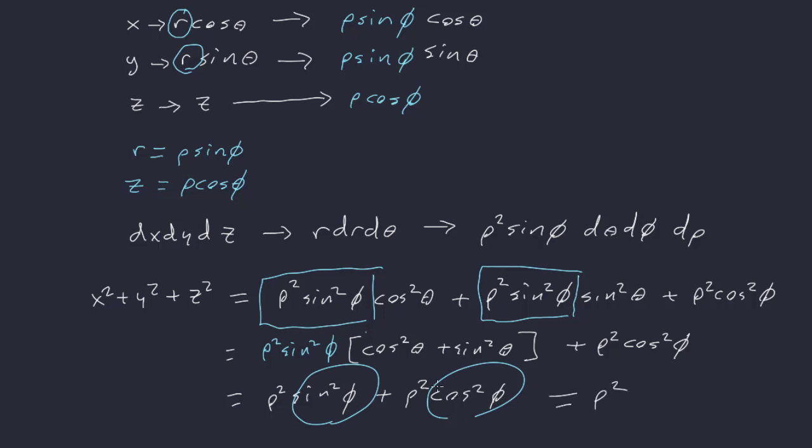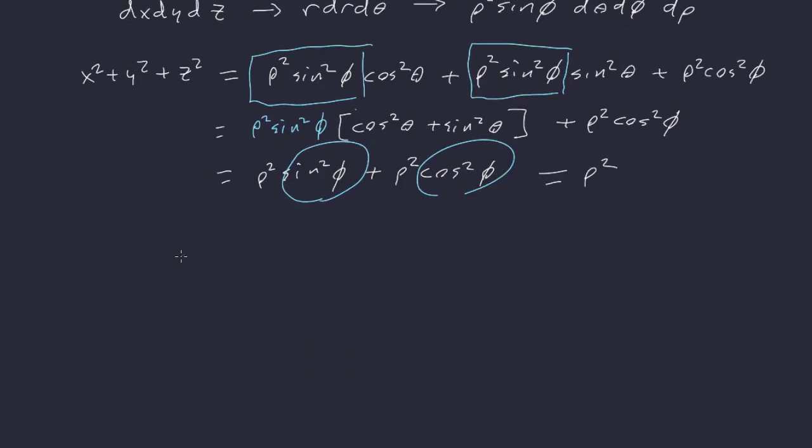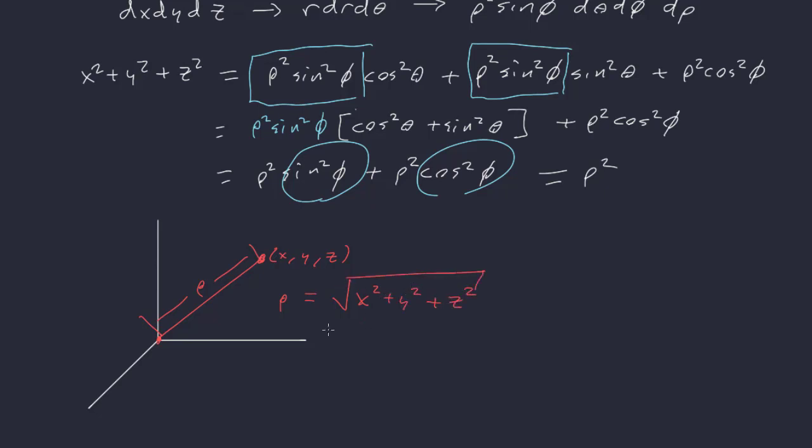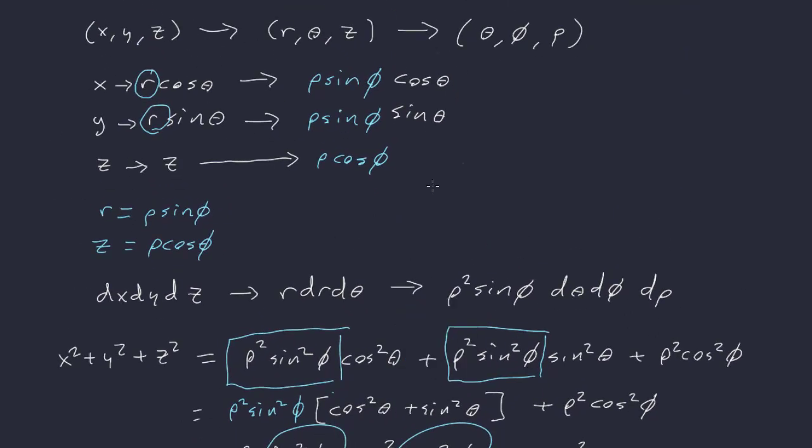That should make sense, because if we remember, rho was the distance between whatever point we were talking about, say x, y, z, and the origin. If we think about this in terms of the magnitude of the vector, the distance rho should be the square root of x squared plus y squared plus z squared, giving us that rho squared is x squared plus y squared plus z squared. So that gives us this transformation here, along with the fact that rho squared is equal to x squared plus y squared plus z squared.